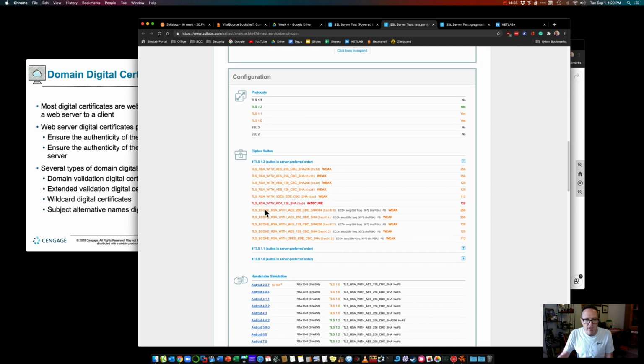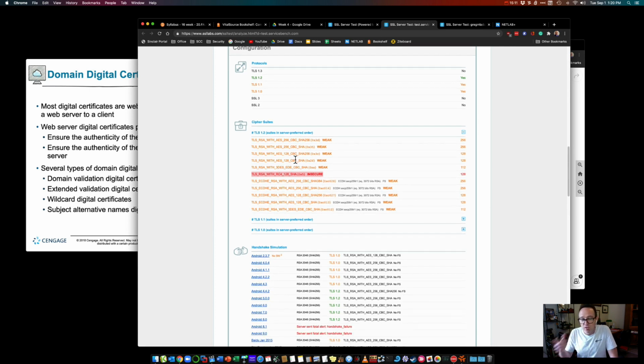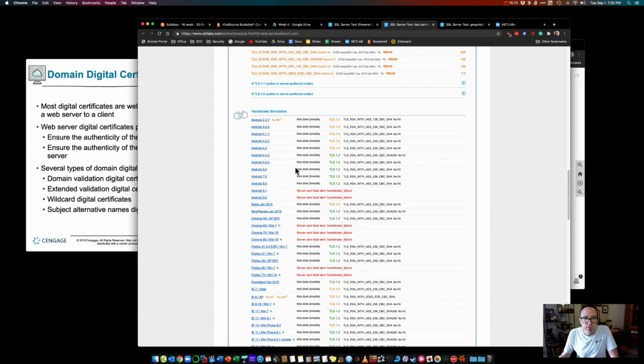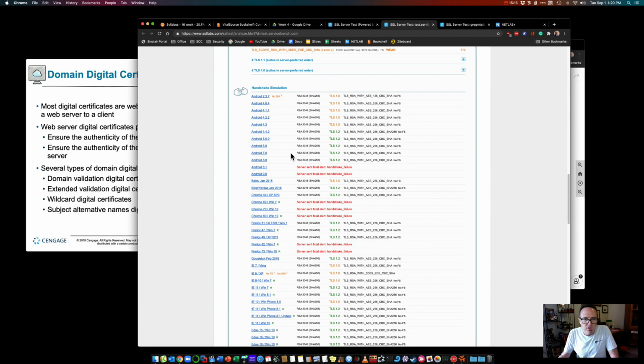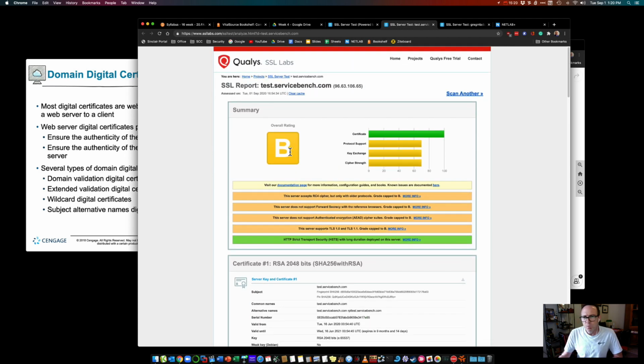And in this case, they trust TLS RSA with RC4 hash. This is an insecure cipher suite. So you can see you can use this as an attacker to really start planning an attack. Use it as a defender to see where you have your weak points. Handshaking simulations here. So what is handshaking anyway? I'll show you in a second.